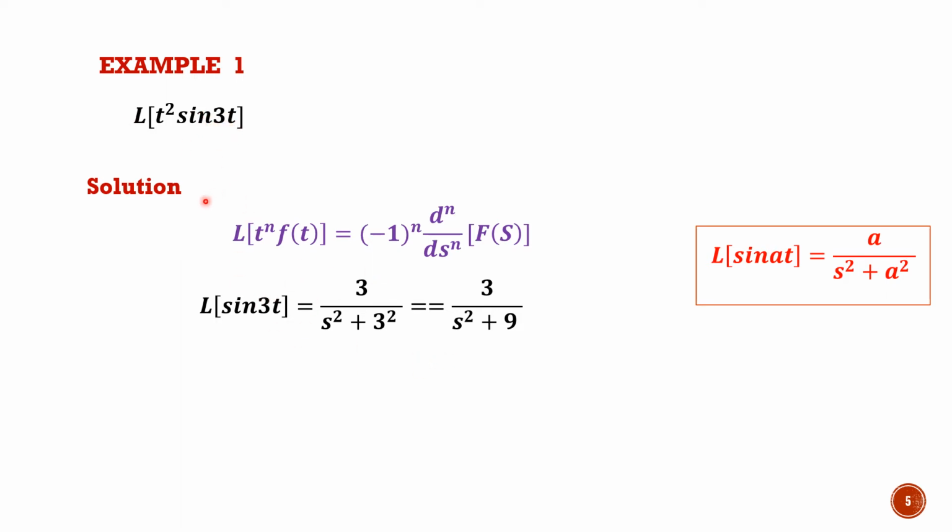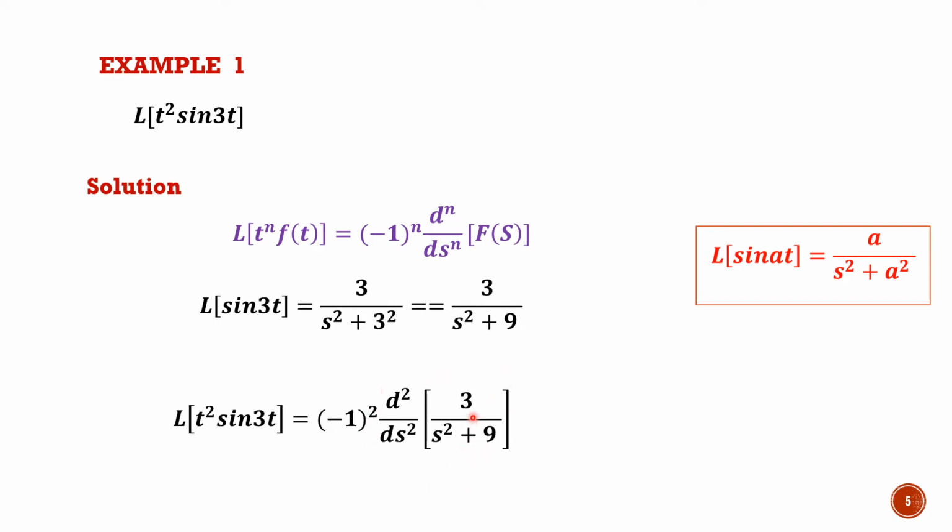Now the next function is t square, which means it is multiplication by t. Since we have t square, whatever answer we have got in the previous step, that has to be differentiated 2 times with minus 1 raised to 2 outside. So whatever we have got for L of sine 3t, that answer has to be differentiated 2 times as we are having t square. So minus 1 the whole square, d square upon ds square of 3 upon s square plus 9.